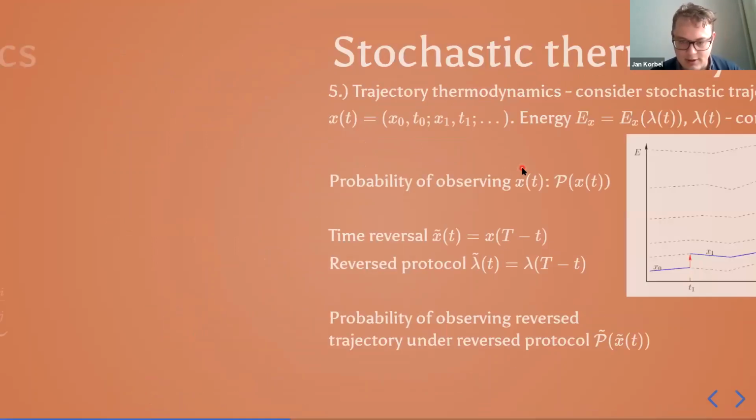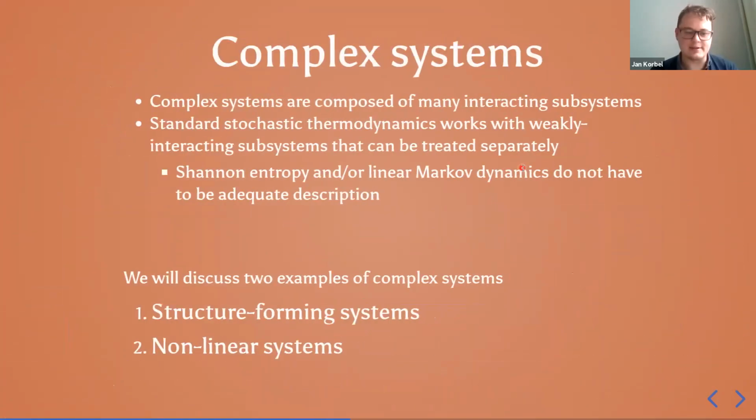Okay, so now let's go to complex systems. All of what I showed was considered for systems that are composed of interacting subsystems. But standard stochastic thermodynamics works only when you have weakly interacting subsystems that can be at least approximately treated separately, which means that there are no long correlations. If you have distant parts of your system, they are not correlated, or only very weakly. But this is not the case for many complex systems, as we will see.